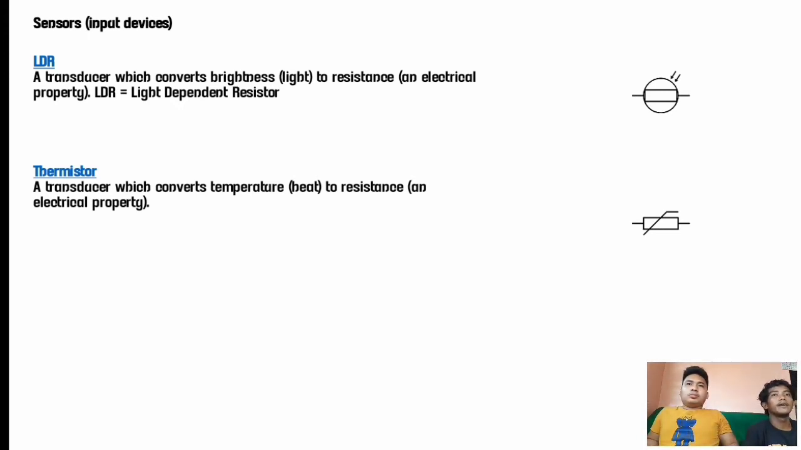Sensor input devices. LDR, light dependent resistor: a transducer which converts brightness, light, to resistance, an electrical property. Thermistor: a transducer which converts temperature, heat, to resistance, an electrical property.